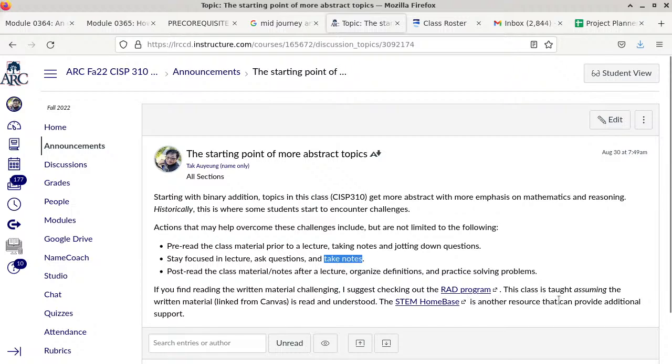So this class is taught assuming the written material linked from Canvas is read and understood. That's a really big assumption on my part, but that's what taking a college class is about, okay? So there's no way around that one.